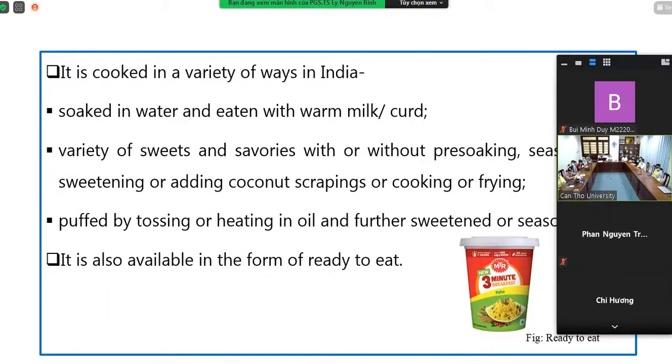It is cooked in a variety of ways in India. For example, soaked in water and eaten with warm milk or curd. We can make varieties of sweets and savories with or without pre-soaking, seasoning or sweetening, or adding coconut scrapings, or cooking or frying. It can also be puffed by tossing or heating in oil and further sweetened or seasoned. We also get a ready-to-eat meal of poha, of flattened rice.